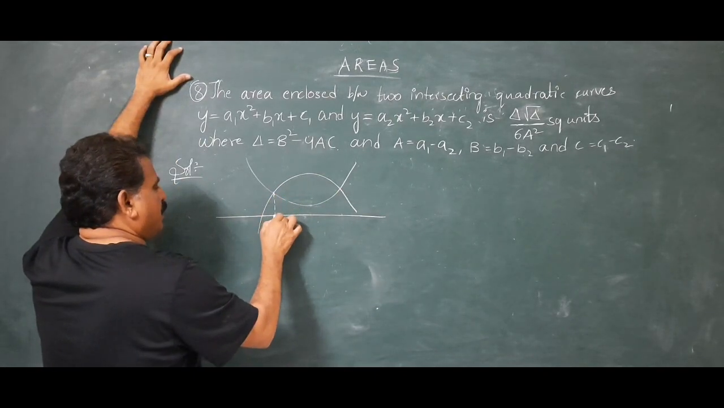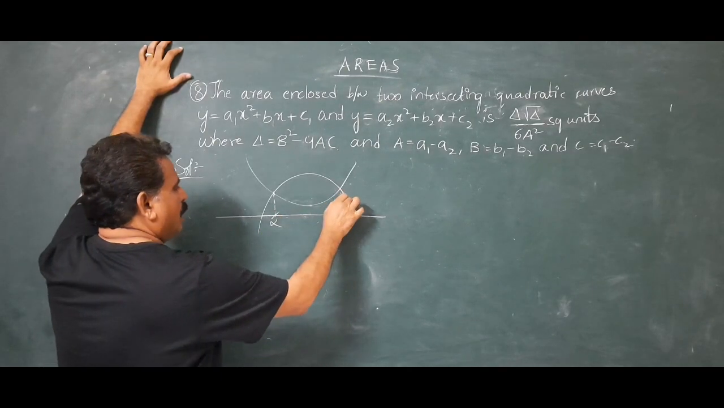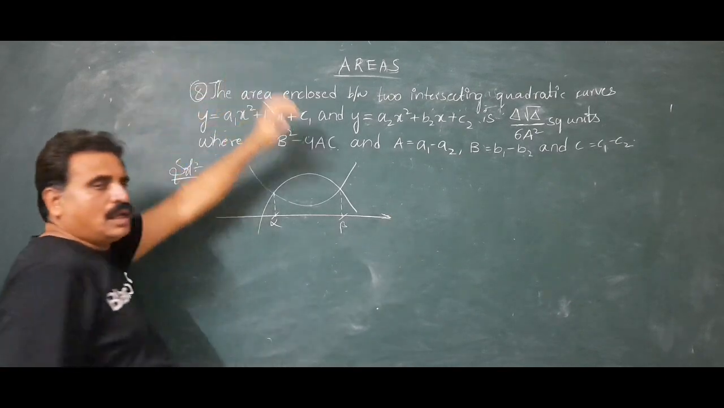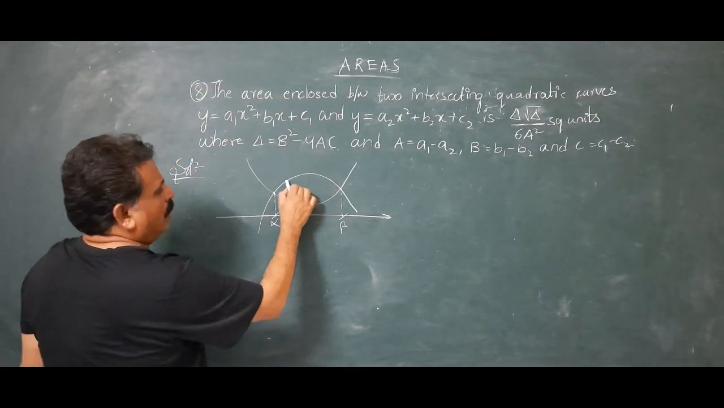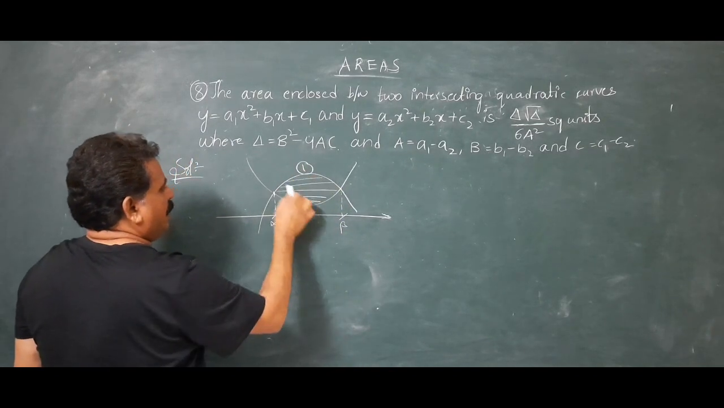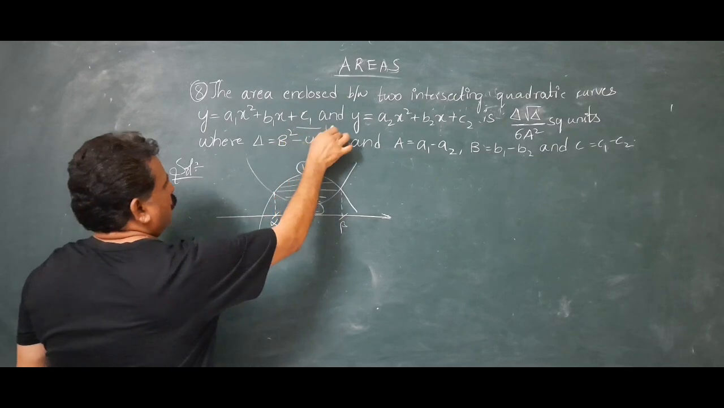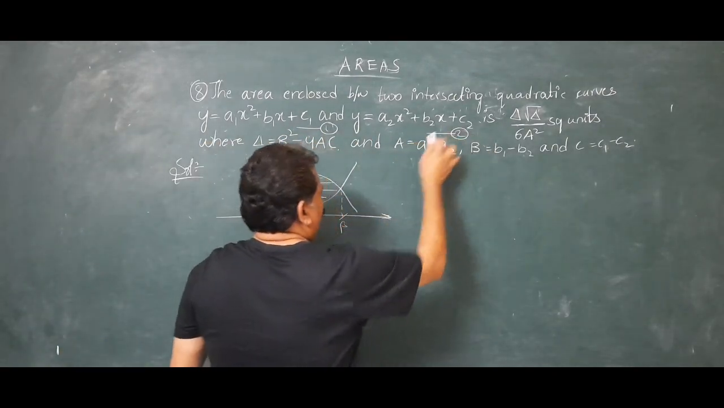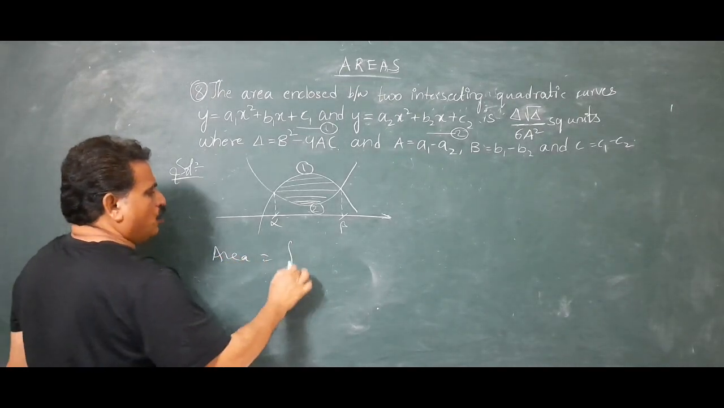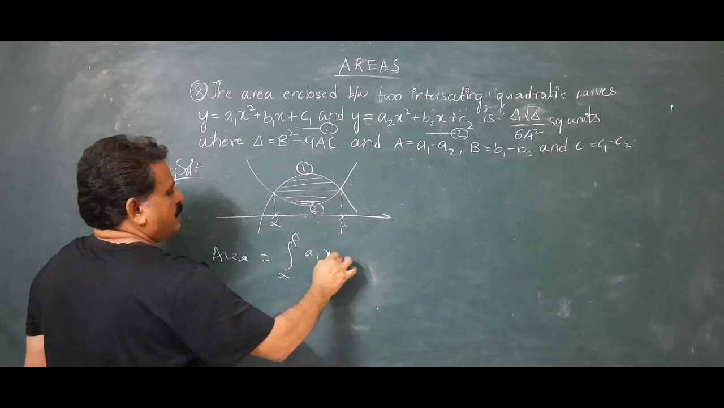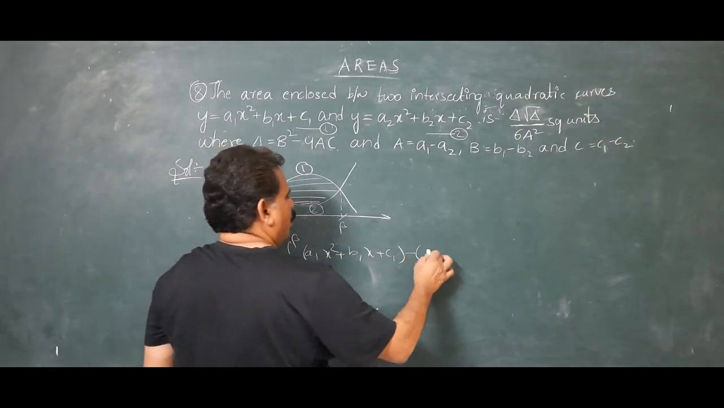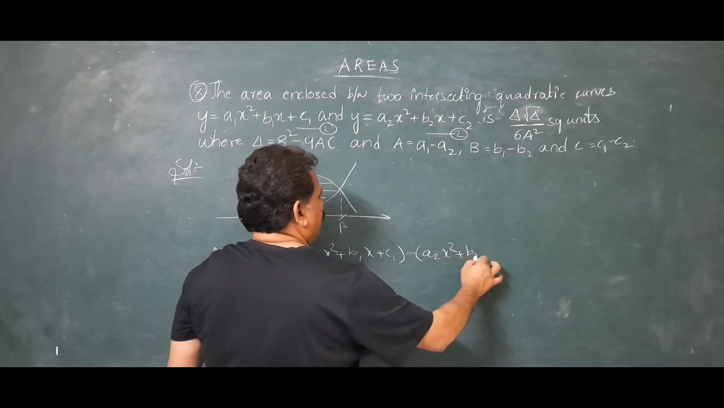These two curves intersect, one at alpha point and another at beta, on the x-axis. Now the area is the integral from alpha to beta of the up curve minus the down curve. First it is the first curve and second it is the second curve. Area equal to integral alpha to beta, up curve is a1x square plus b1x plus c1 minus of a2x square plus b2x plus c2.